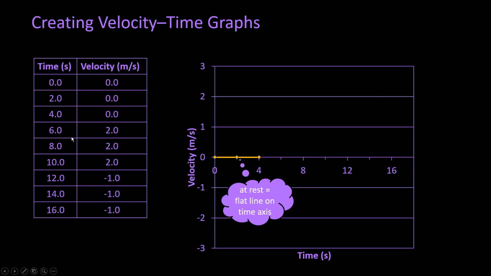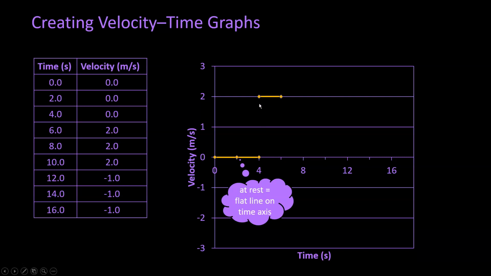Let's move on now to 6 seconds, and at 6 seconds it's moving. And so a little strange here, what we have to do is we have to start that motion at 4 seconds, and it's moving at 2 meters per second. And so that actually started at the end of the 4th second and continued through the 6th second.